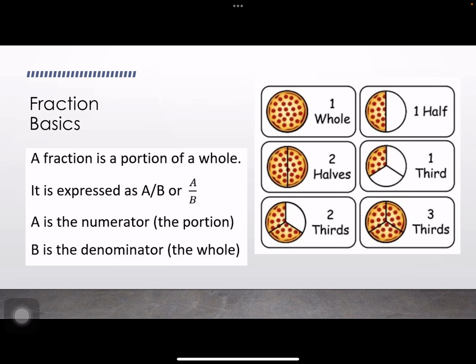Let's start with some fraction basics. Many of you will remember seeing this pizza example when you first started learning about fractions. It helps illustrate how fractions represent a portion of the whole. You will see fractions expressed as a over b, or sometimes sideways, where a is the numerator and b is the denominator. The numerator is the portion, while the denominator is the whole. One trick for remembering which is which is that the words denominator and down both start with the letter D.